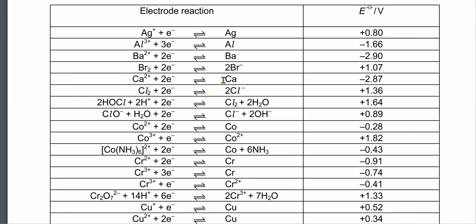So for example, if I were to react silver with aluminium, which has the higher potential? It's silver over here, right? So silver would be the one gaining electrons, and aluminium, in relative terms, would be the one losing electrons. Is this point clear?